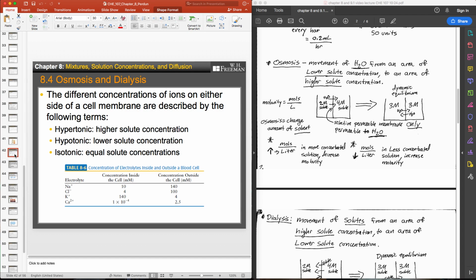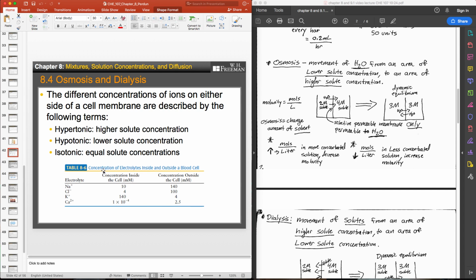And then the opposite for hypotonic, right? Hyper means higher and hypo means lower, right? Hyperglycemia, hyperthyroidism, it's really a very common prefix that you'll find in medicine. And so hypotonic means that we have a lower solute concentration. Specifically, if we take a cell and we place it into a hypotonic solution, then the solution itself would have a lower solute concentration than what the inside of the cell would contain, okay? And then isotonic is equal, means that we have the same solute concentration on the inside as the outside.